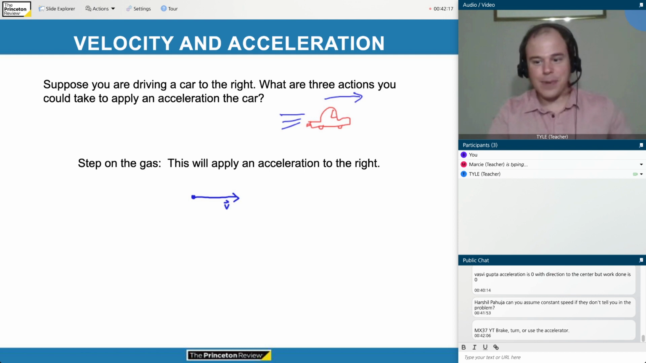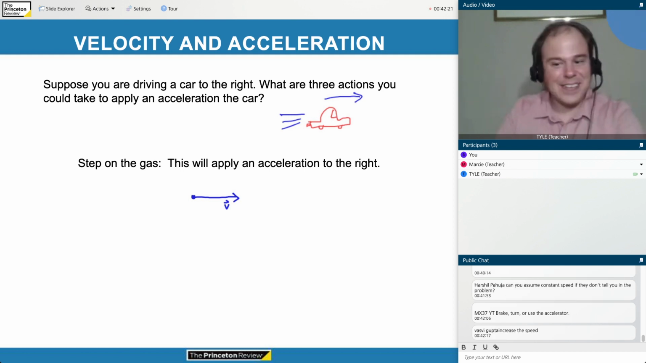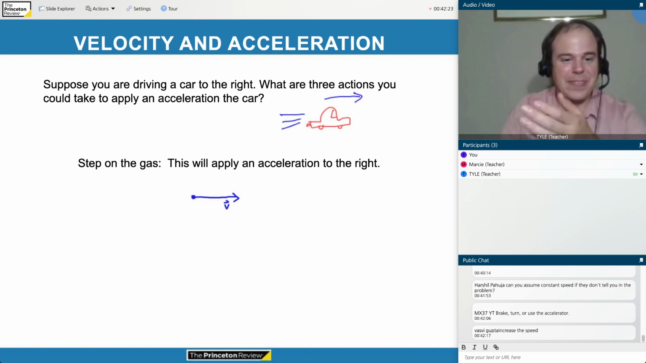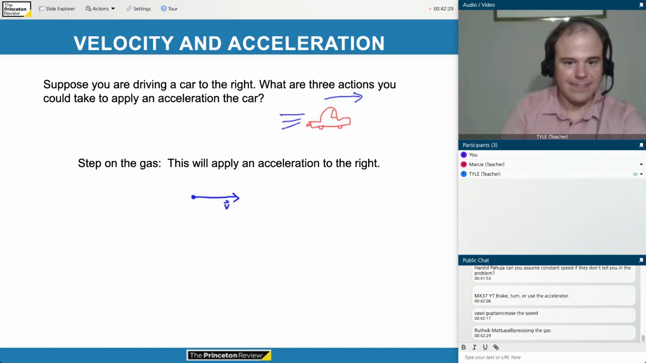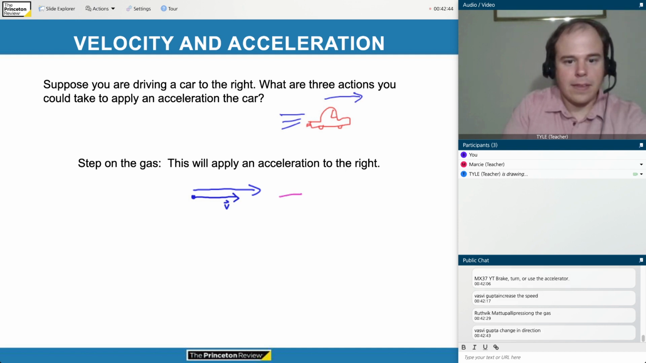MX37 says you could brake, you could turn, you could use the accelerator. So yeah, those are fantastic suggestions. So first, if we're stepping on the gas, this will increase our speed, which will be an acceleration to the right. Okay. So if we're increasing the speed, so here was our initial speed, and we increase our speed to something bigger, right? And so we have an acceleration to the right.